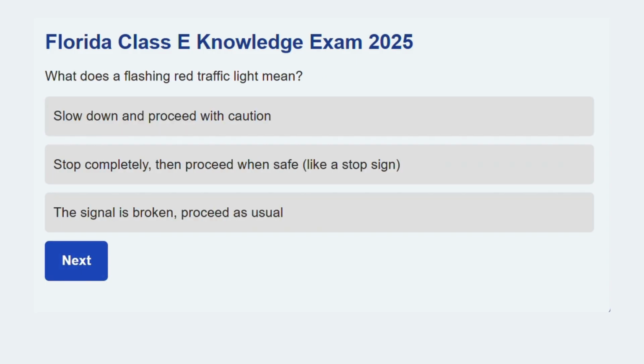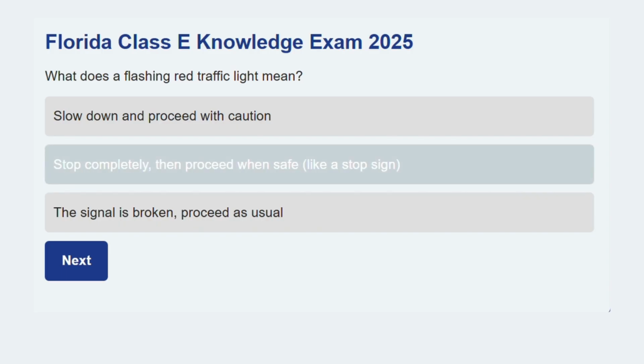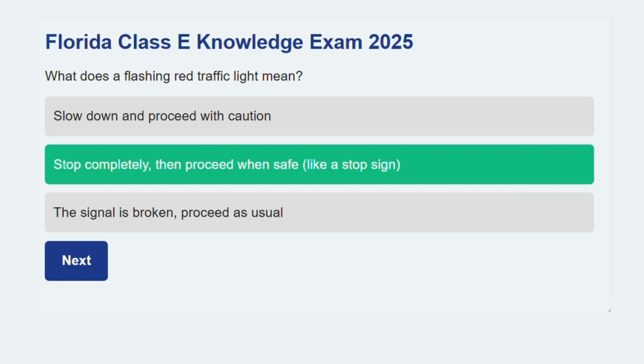Moving along now, what does a flashing red traffic light mean? Stop completely, then proceed when safe, like a stop sign. A flashing red light must be treated exactly like a stop sign.